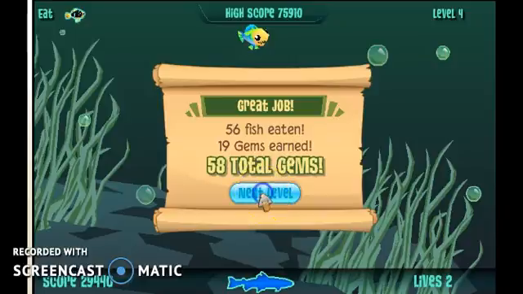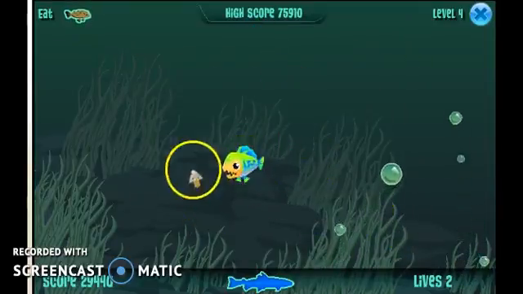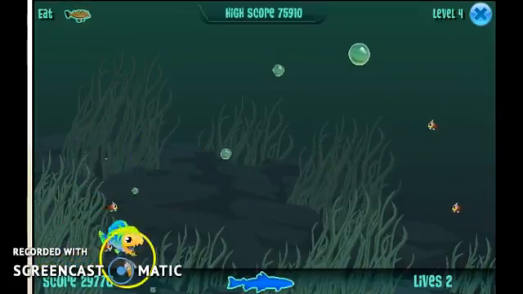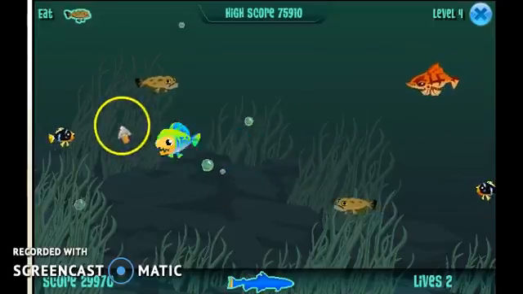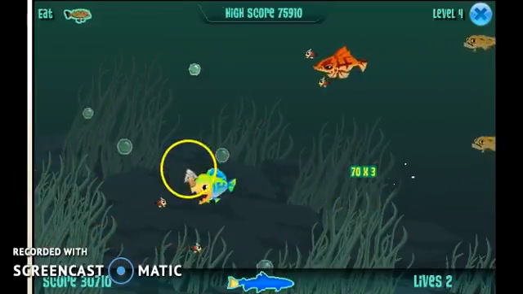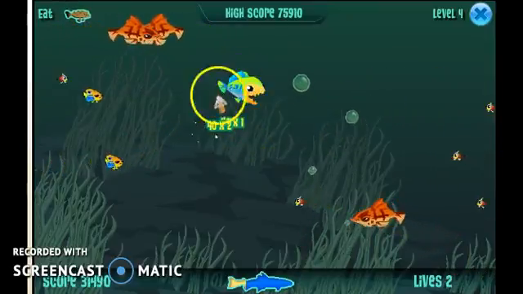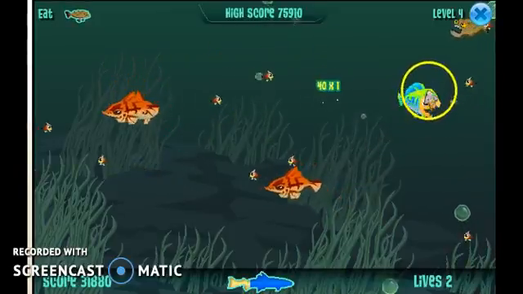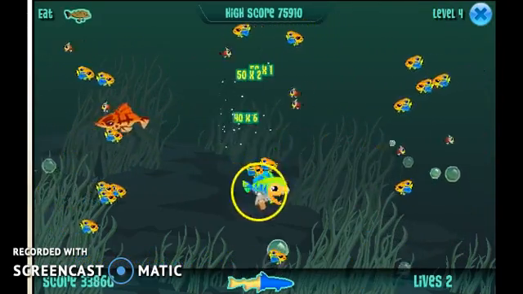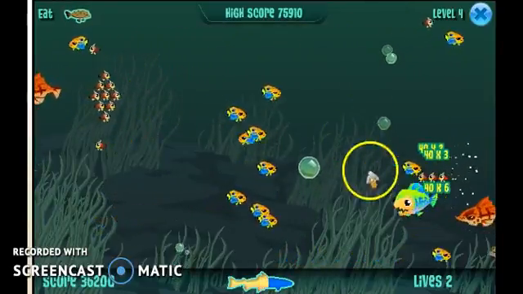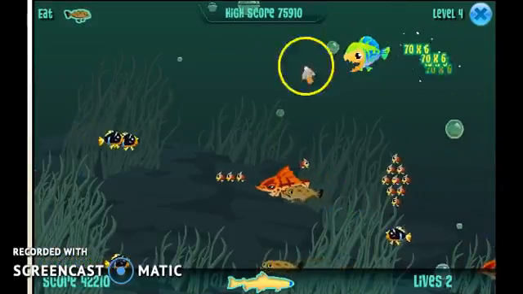Yahoo! Okay, then let's play until we get to this big baby. Oh wow, I'm huge. Oh wait, I can eat these ones. I forgot. There we go. Yummy, yummy, yummy, delicious, yum, yum, yum.